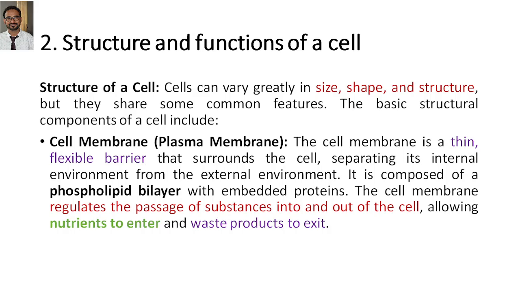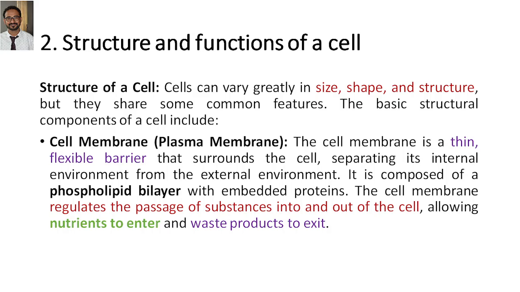Similarly, in the plasma membrane, the nutrients we require inside the cell will pass through, and what we don't require, what should go out of the cell, it will take out. So the passage of substances in and out of the cell is done through this plasma membrane, allowing nutrients to enter and waste products to exit. Whatever nutrients and useful things are there will come inside, and those which are not useful will go out as waste products.